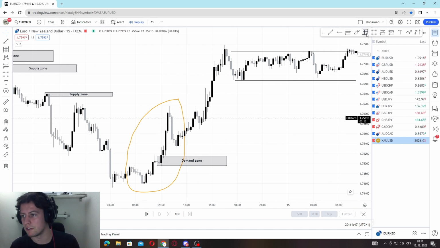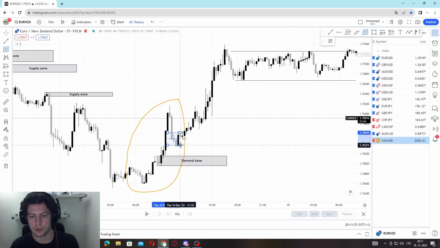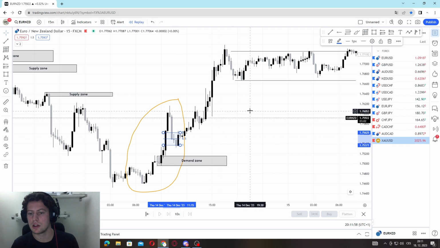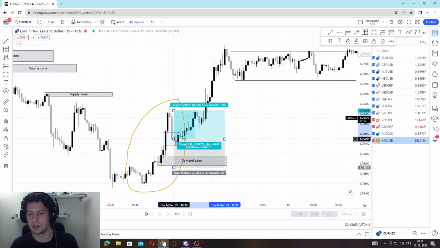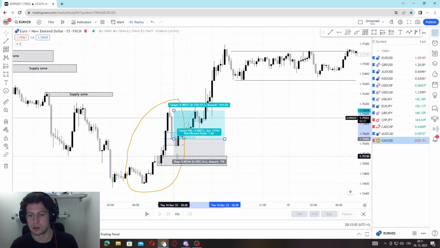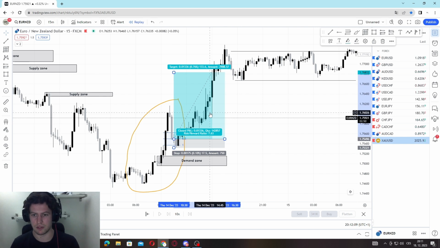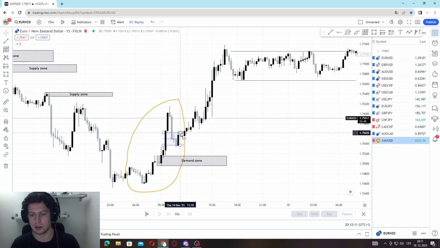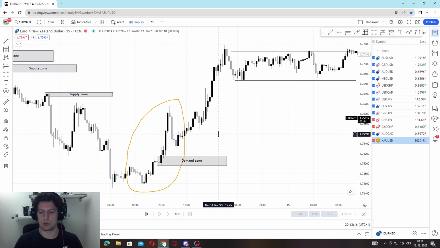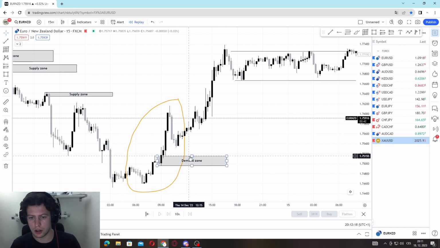In ICT concepts, I think, you have a fair value gap here. You extend it to this imbalance, and you enter from here. You place a stop loss somewhere. I don't know if this or an aggressive entry, and you target somewhere. This is, I think, ICT concepts, but I don't trade the ICT way. So it's just to know.